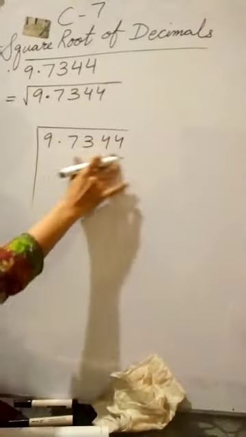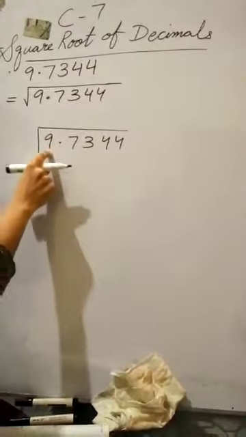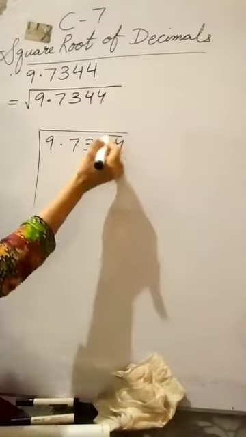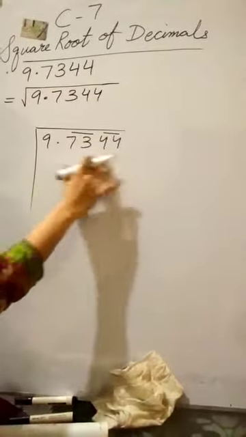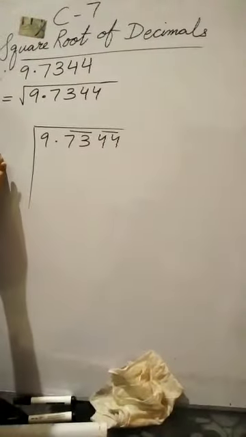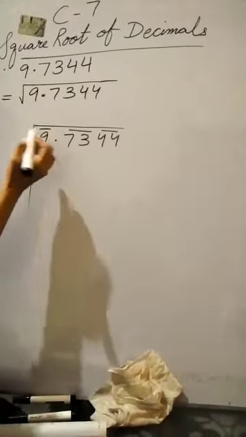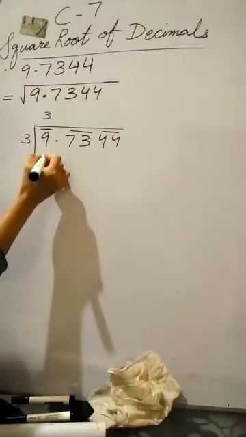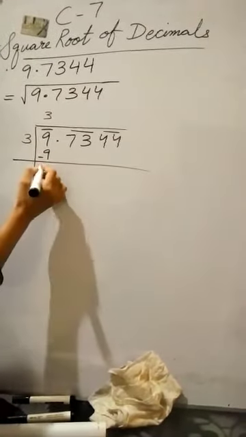9.7344. Pairs of decimals are separate and pairs of whole values are separate. So pairing from right to left. This pairing is separate and this pairing, the whole values pairing, is separate. So 9 is the single one. So nearest is 3 times 3 is 9, minus 9, 0.